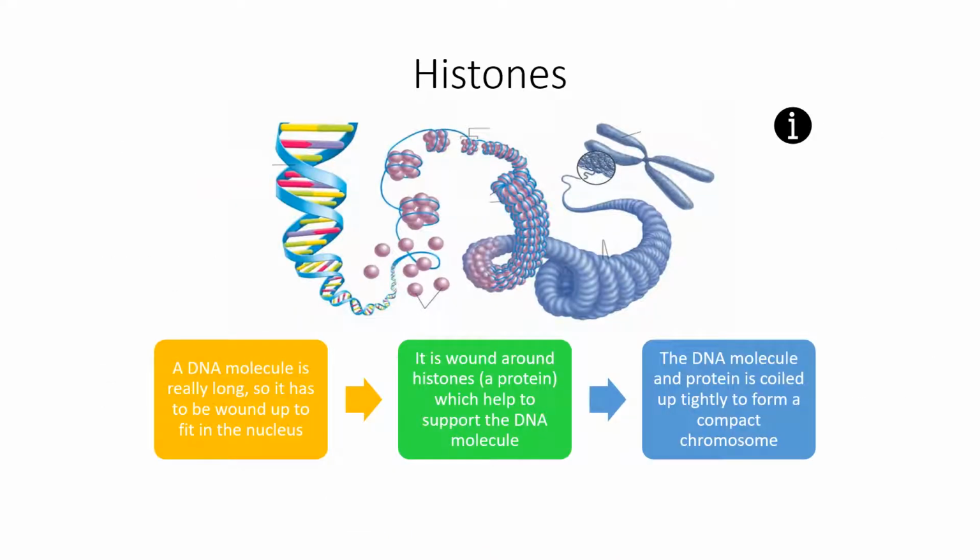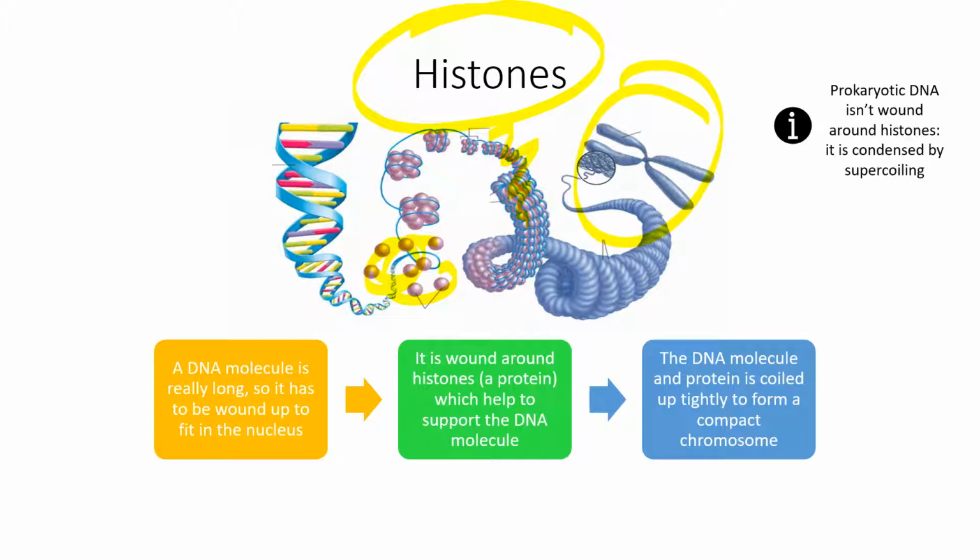We know that eukaryotic DNA is associated with protein, and that protein is called a histone. It needs to be associated with protein because the DNA molecule is really long and has to be wound up to fit in the nucleus. It's wound around the histones, which are these little purple proteins here, and they help support the DNA molecule. The DNA molecule and the protein together is then coiled up tightly to form a compact chromosome.